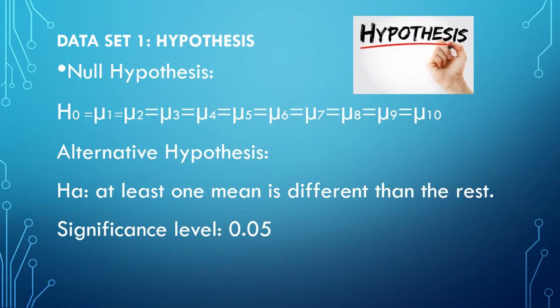Since we are conducting a one-way ANOVA test, our null hypothesis was naturally as follows. All 10 means are equal to one another. Our alternative hypothesis being at least one mean is different than the rest. It is also important to note that our selected significance level was 0.05.